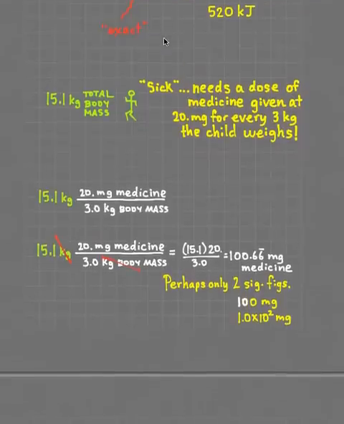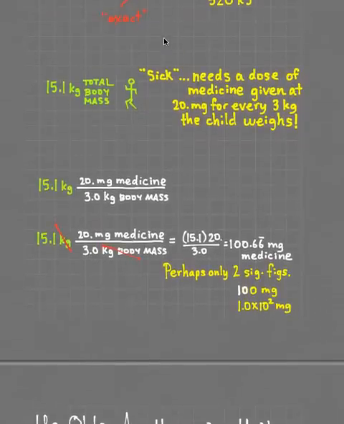This kid is sick and he needs some medicine. The dose of the medicine is described as milligrams of medicine per kilogram of body mass. So for every 3 kilograms of body mass, we want to administer 20 milligrams. A milligram is 1/1000th of a gram.